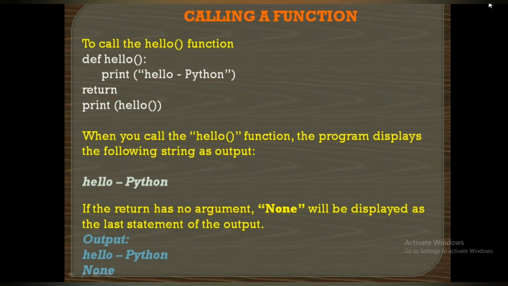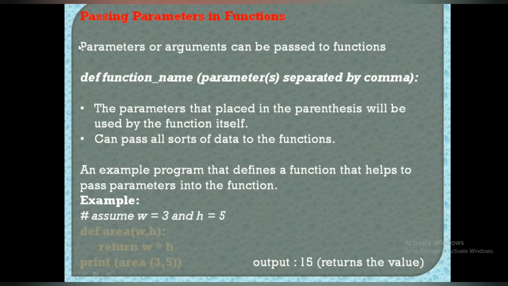Okay, now you can see the next topic, that is passing parameters in functions. So what is meant by parameter? The variables defined inside the function definition are known as parameters. In the first lesson we also studied the different types of parameters, with type and without type. So parameters are the variables defined within a function definition. Now you can see how to pass these parameters to the function.